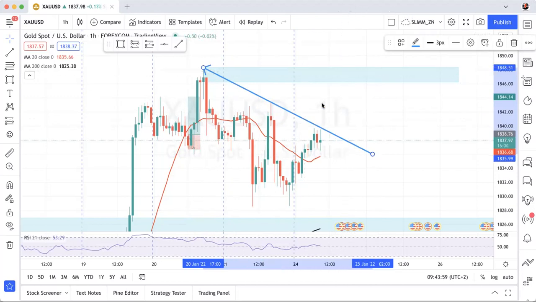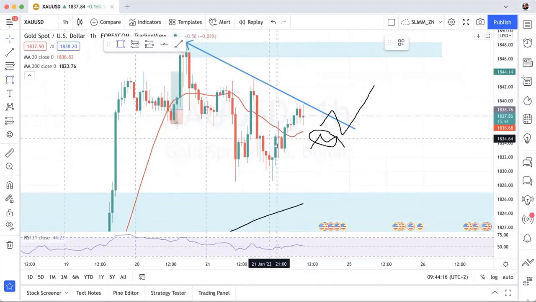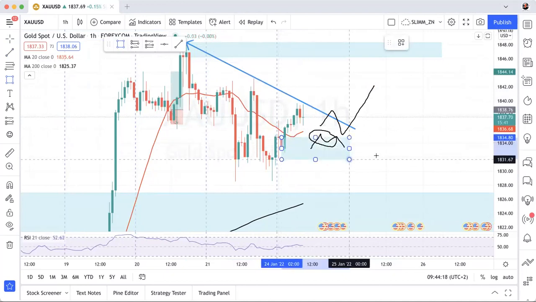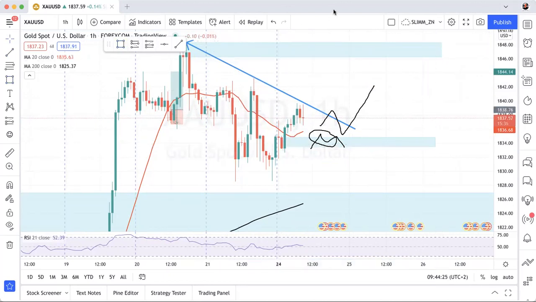So we're looking for something like this. But we're also looking at this as our point of interest. So if we get a pattern here, we could actually look to sell this. Okay, that looks like an OB there.